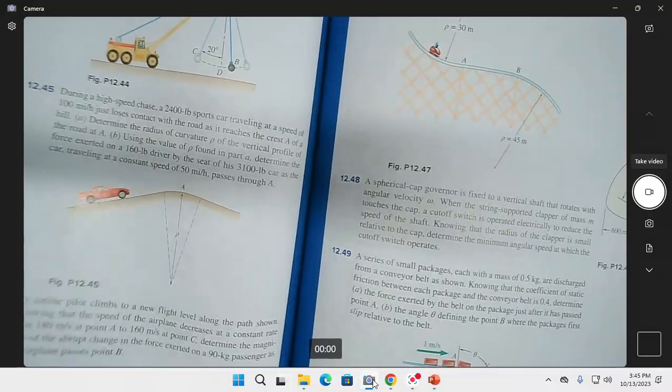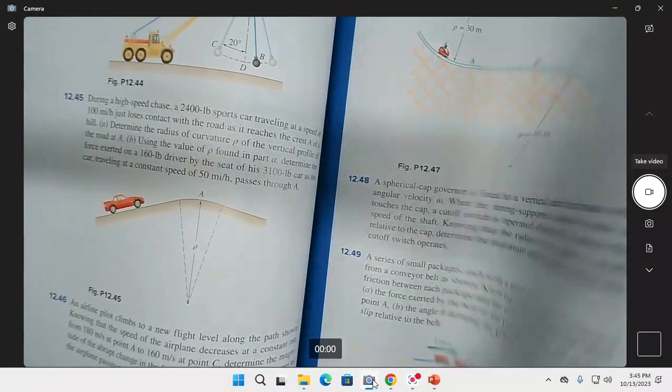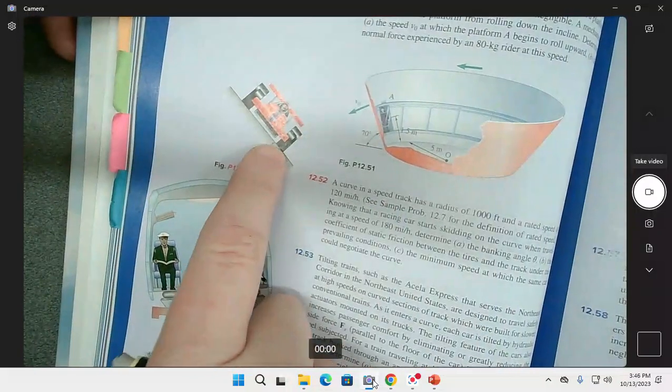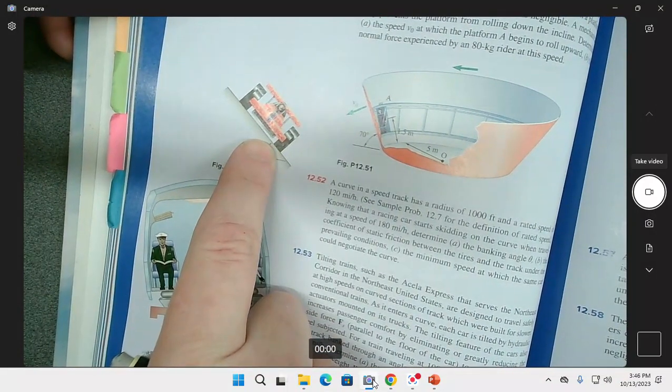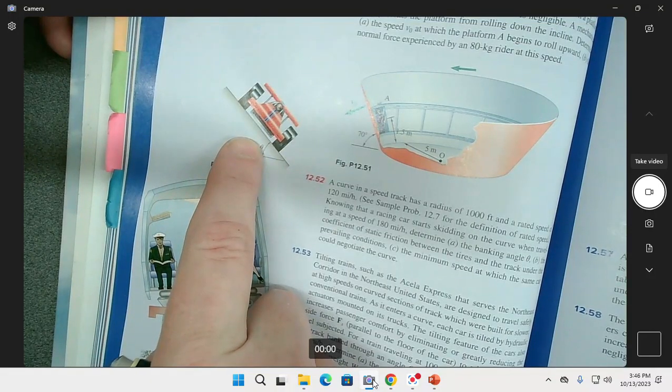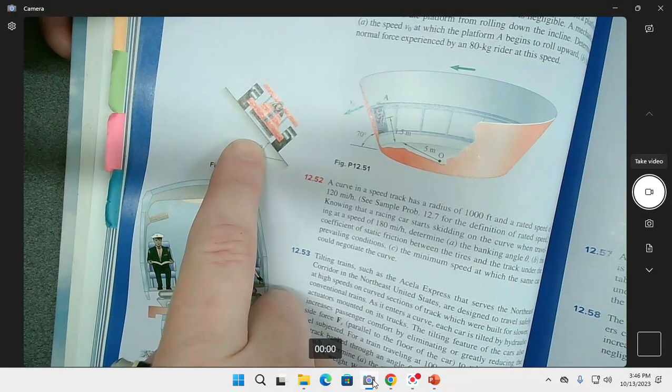Similarly, we could do that problem. Similarly, I have asked a problem like this before. And you're like, well, why is this a normal and tangential problem? Did I ask a problem like this?